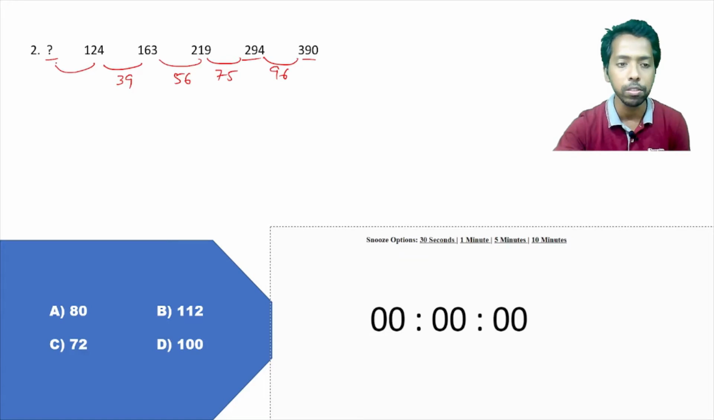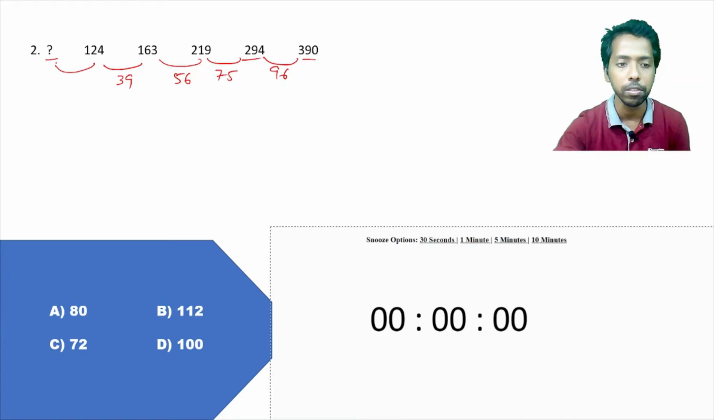We have to find it out. Now see, this is 13. Can we write it as 13 into 3? 39 can be written as 13 into 3. Now 75 can be written as 15 into 5, right? Okay. So here it is 13 multiplied by 3, 15 multiplied by 5.